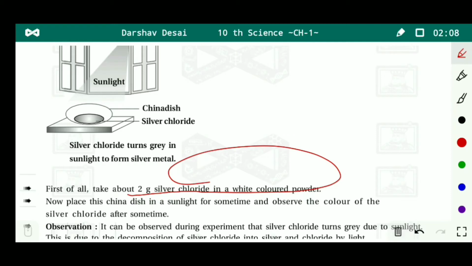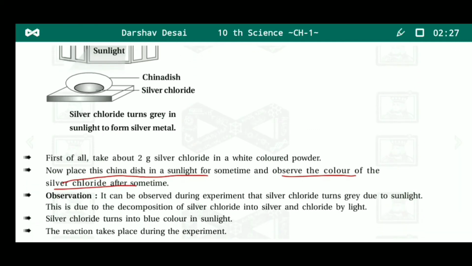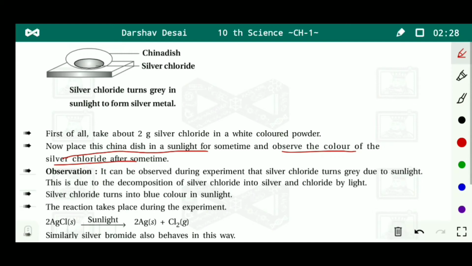Now place this China dish in the presence of sunlight and, after some time, observe the color of the silver chloride. Silver chloride is a white colored substance. In the presence of sunlight, the color changes, which can be observed during the experiment. The silver chloride turns grey due to the sunlight.